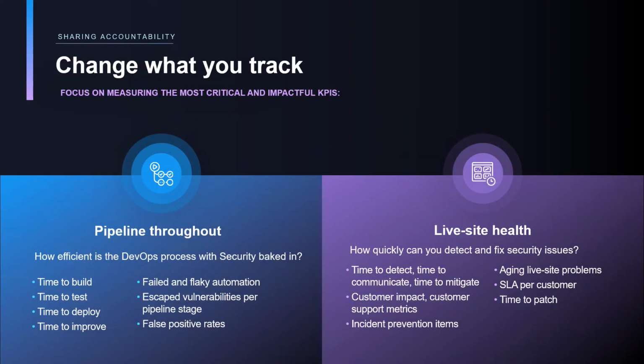It's important to focus on measuring only the most critical and impactful KPIs. Historically, developers have tracked deployment and shipping speeds associated with pipeline throughput. Now, along with pipeline throughput, it's important to focus on metrics that deal with live site health. Generally, the most critical metrics to track are time to detect, time to communicate, and time to mitigate.